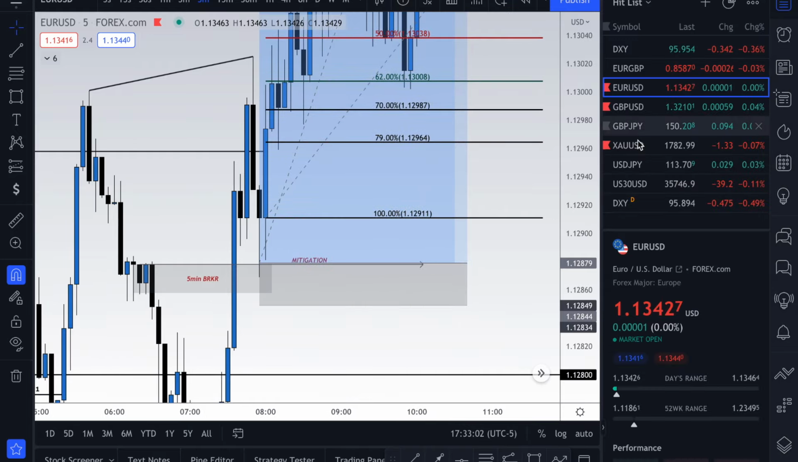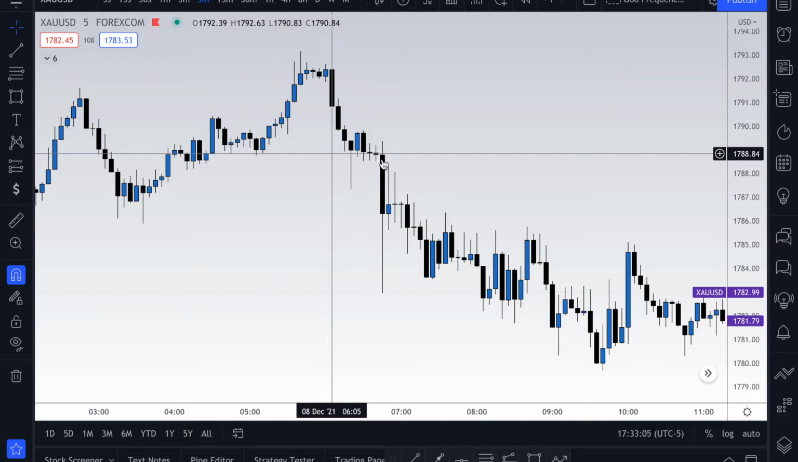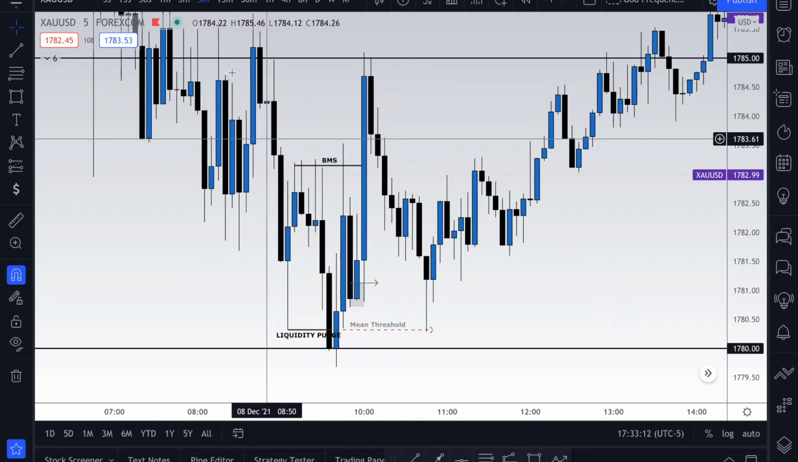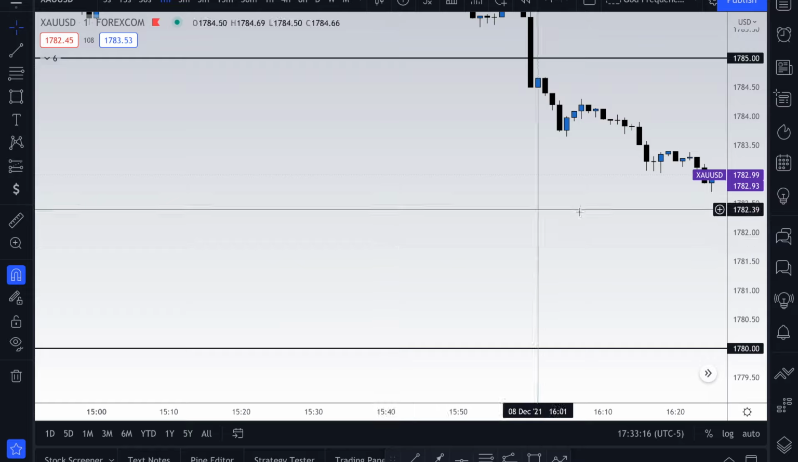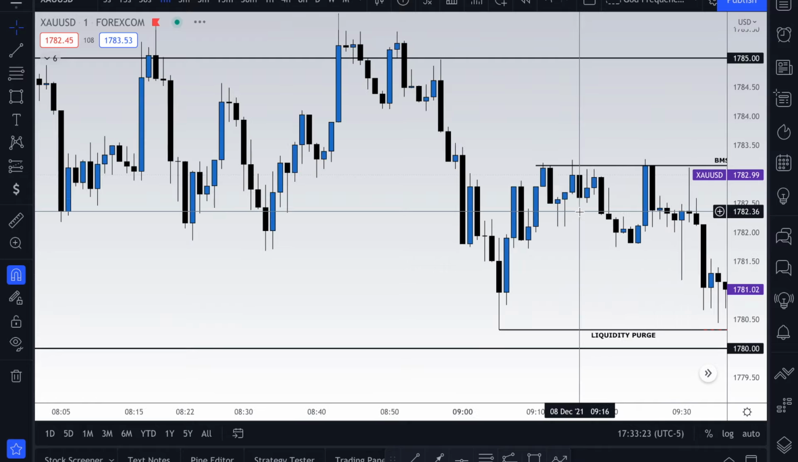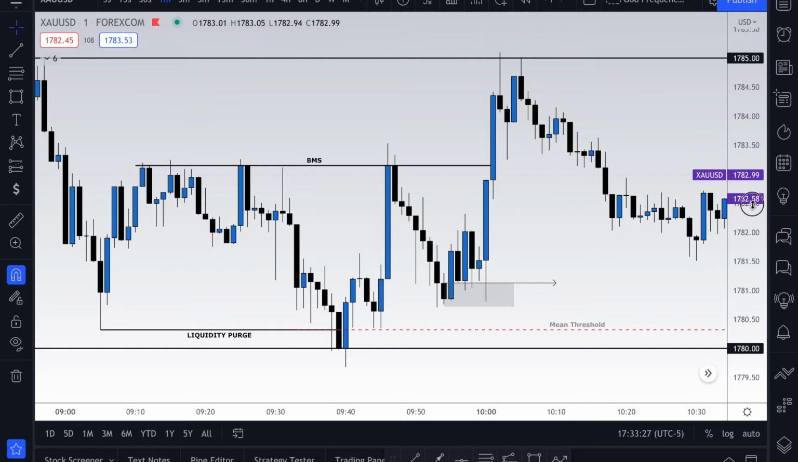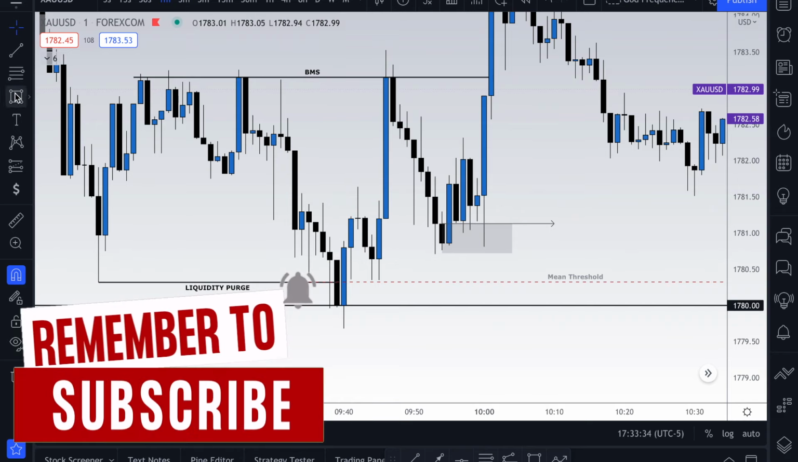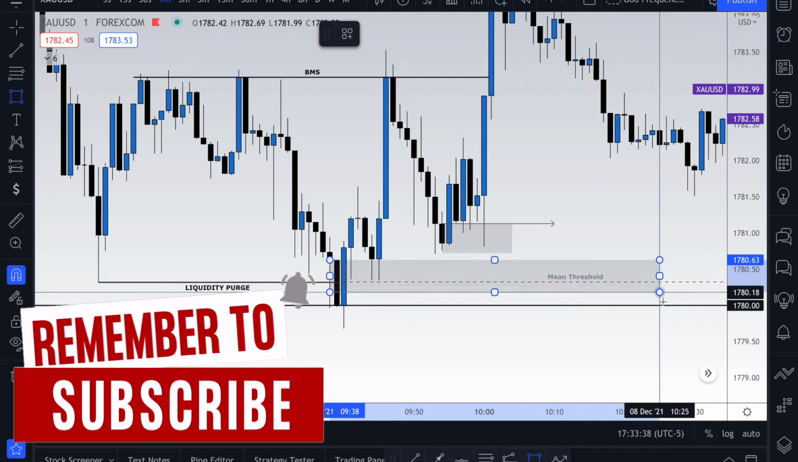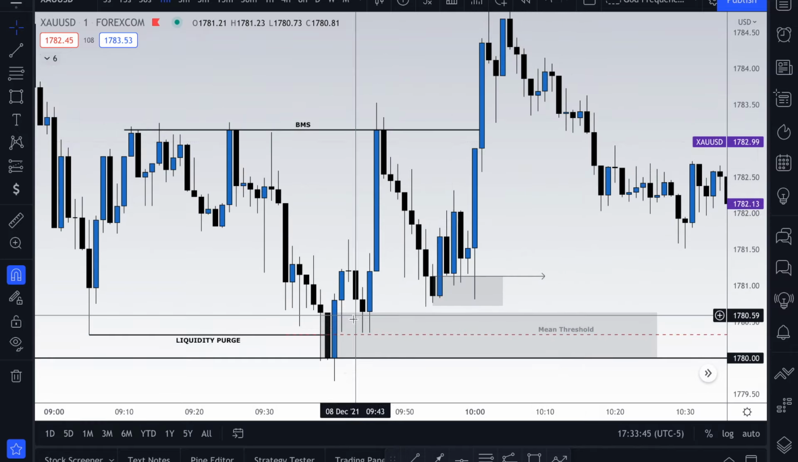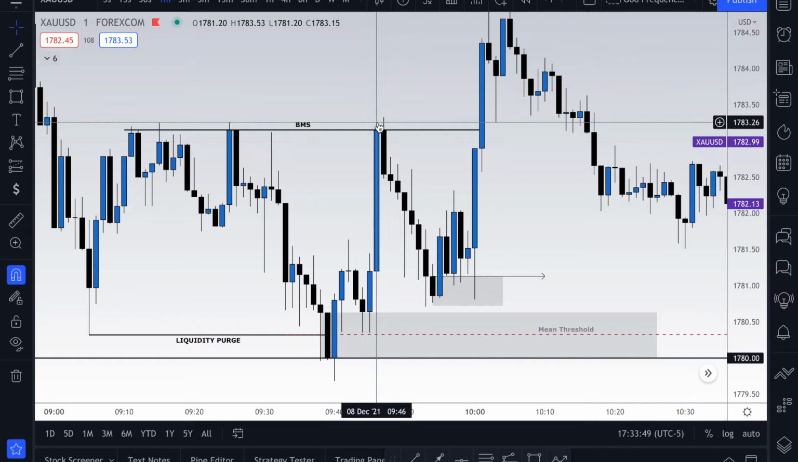Now let's go into gold, which had a very similar setup earlier today too. Here we had that purge of liquidity, right? And then we had this order block created. Once we had that purge of liquidity, we had an explosive move to the upside, but we didn't necessarily break structure.